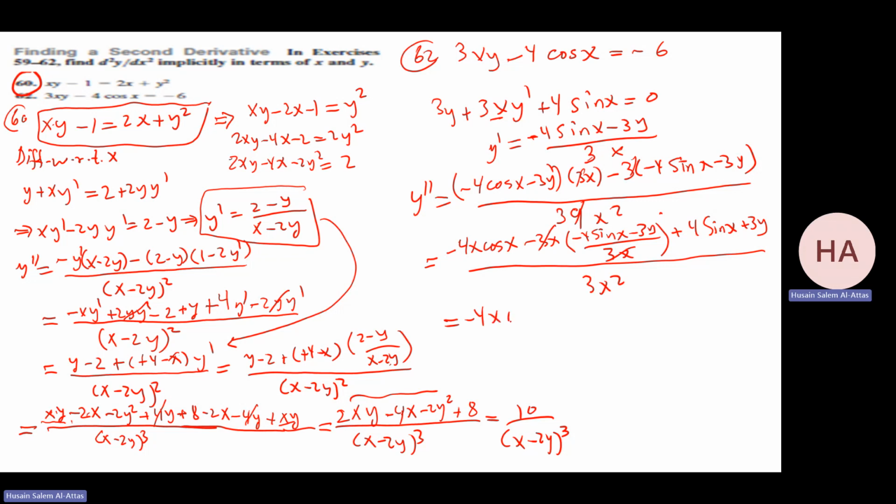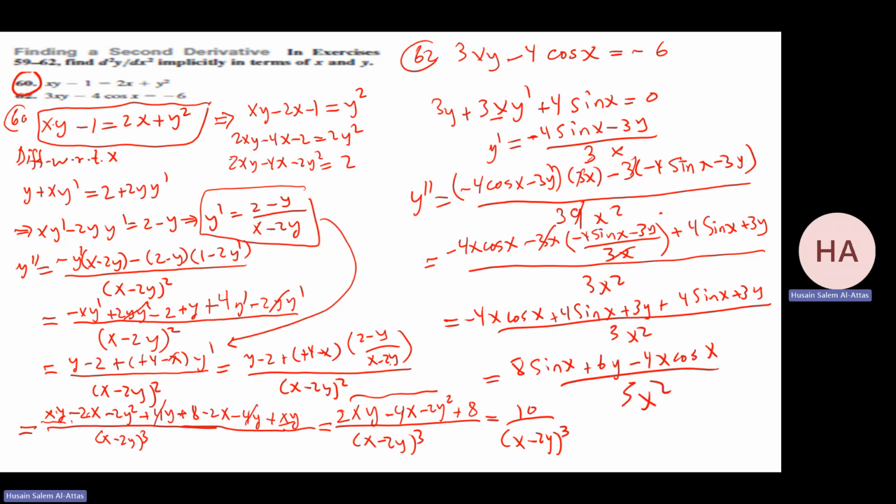Done. Minus 4x cosine x. And this is what? Plus 4 sine x plus 3y, plus 4 sine x plus 3y over 3x squared. So the result is what? 8 sine x plus 6y minus 4x cosine x over 3x squared. Who cares? This is just calculations.